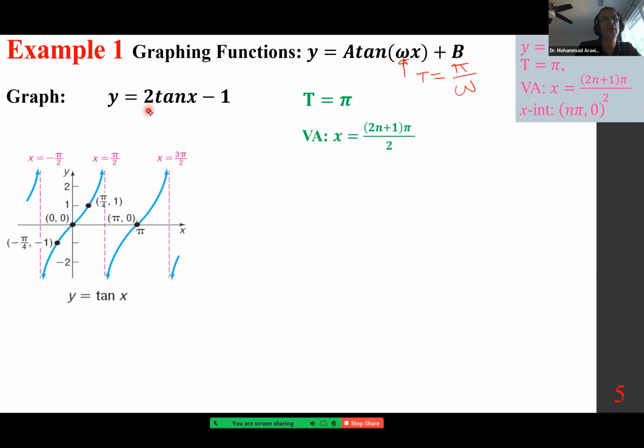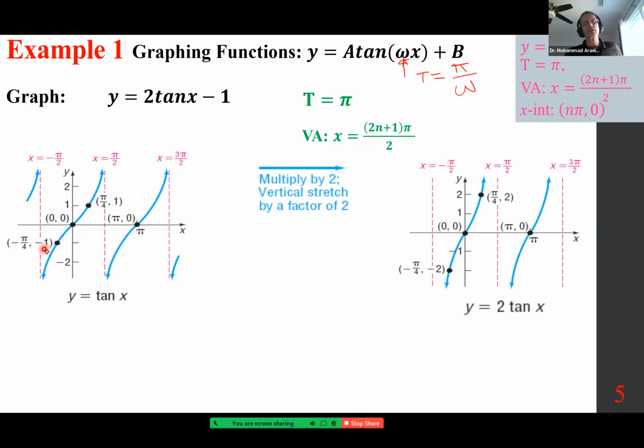We're going to multiply it by 2. So we stretch it by a factor of 2. For example, this 0, 0 doesn't change, but this pi over 4, 1 changes to pi over 4, 2, and negative pi over 4, negative 1 changes to negative pi over 4, negative 2, as an example. So this is 2 tan x.